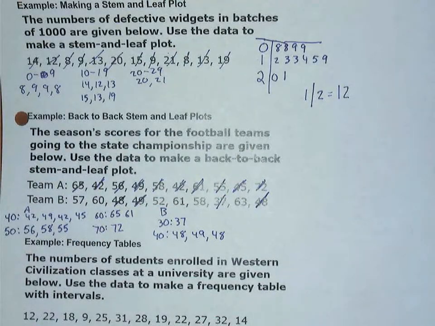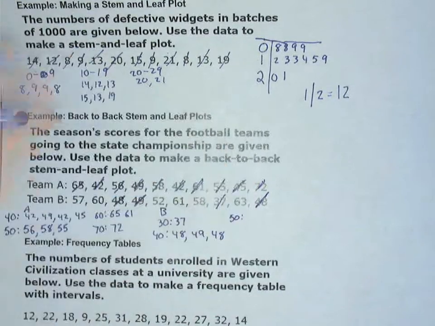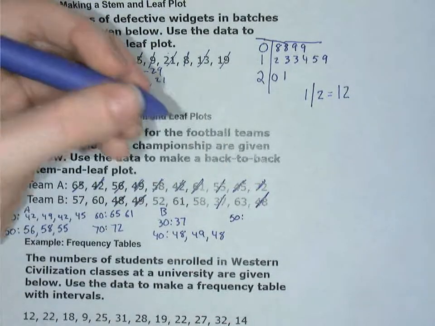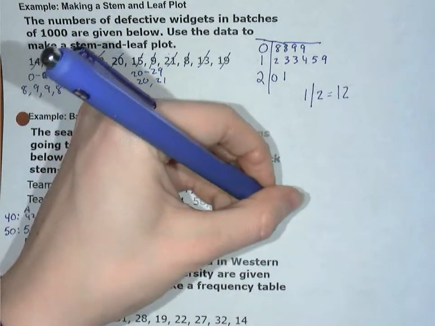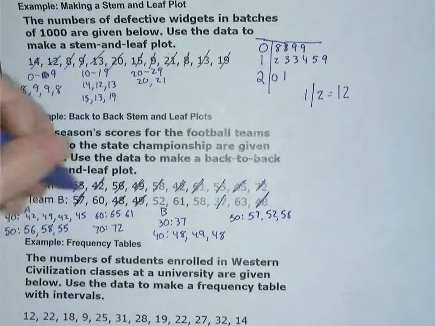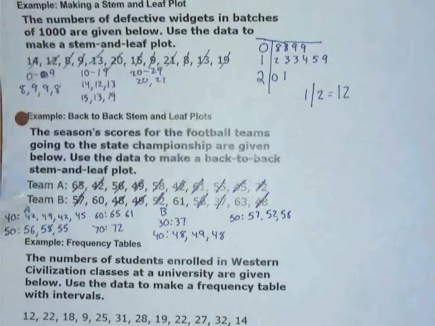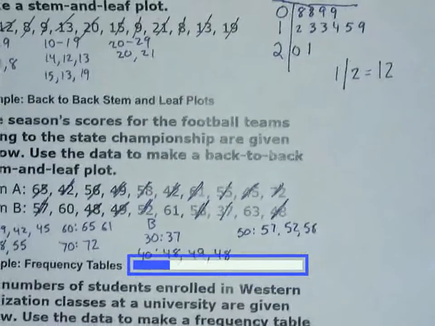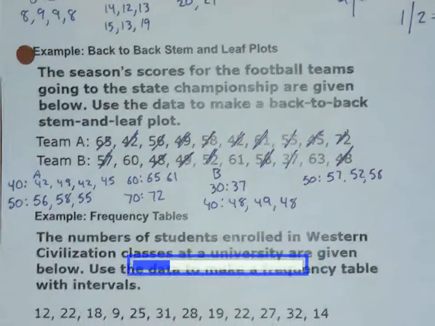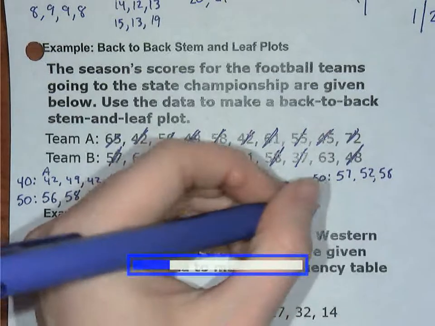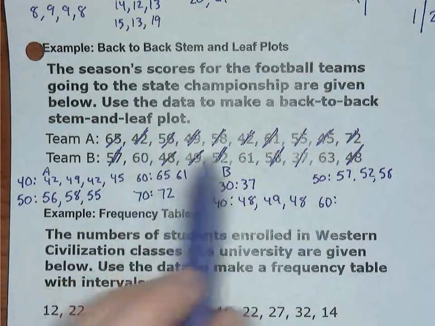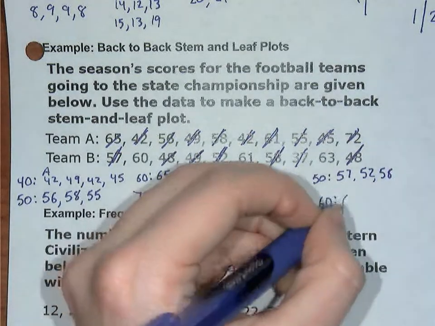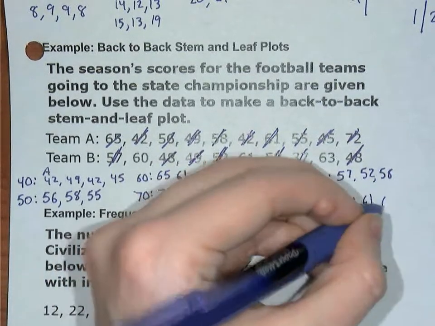Then I look for the data in the 50s. So in my 50s, I've got 57, 52, and 58. So I'm going to cross out 57, 52, and 58. And then finally, I'm going to do the data in my 60s. Let me zoom this in again, that way we can see this. So in the 60s, I have 60 itself, 61, and 63.